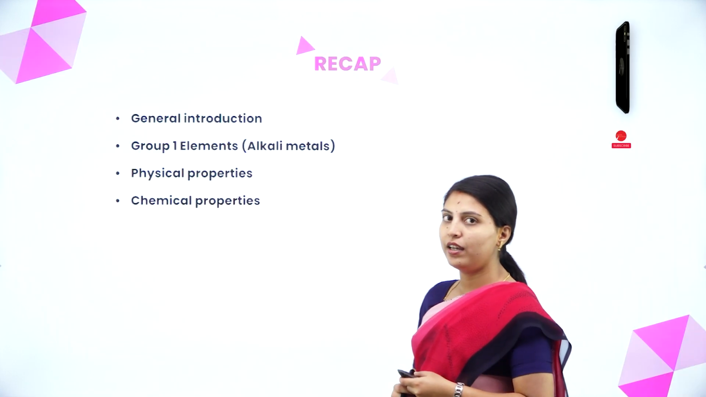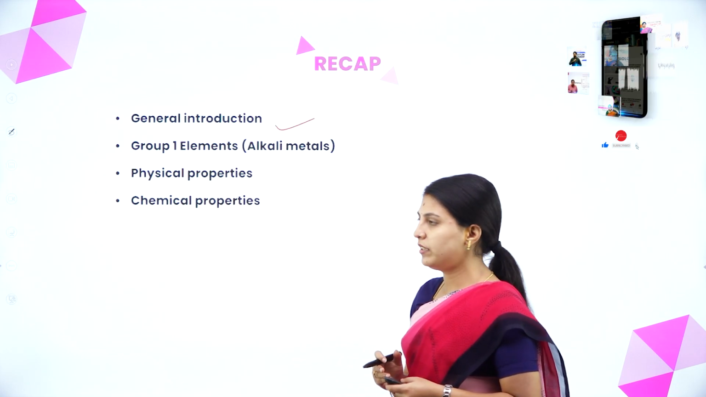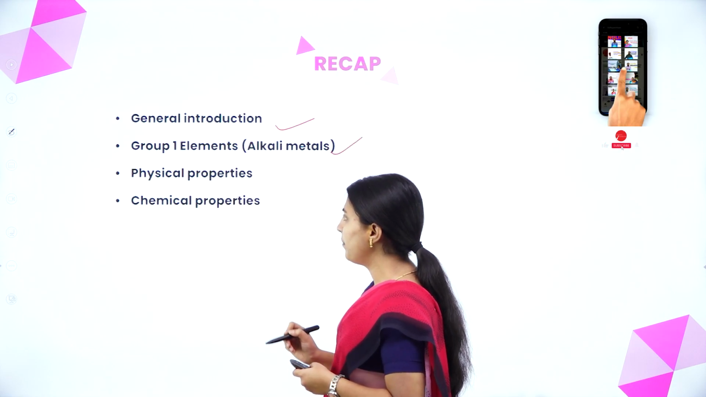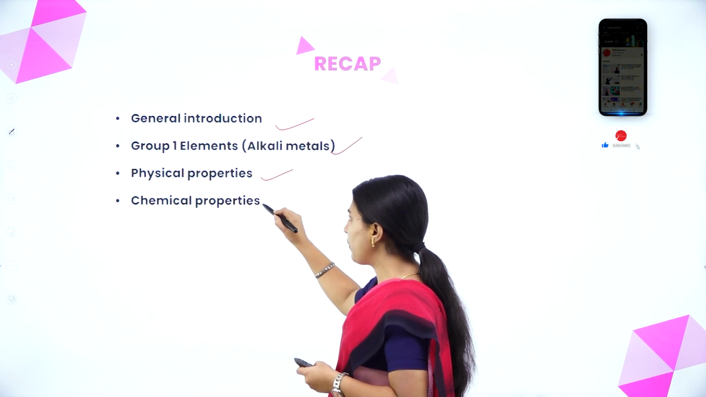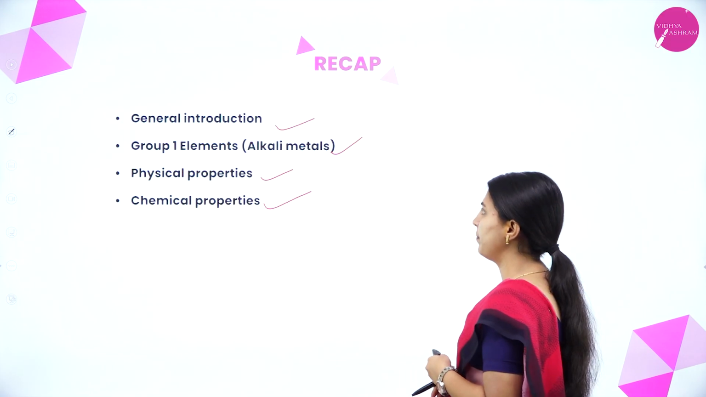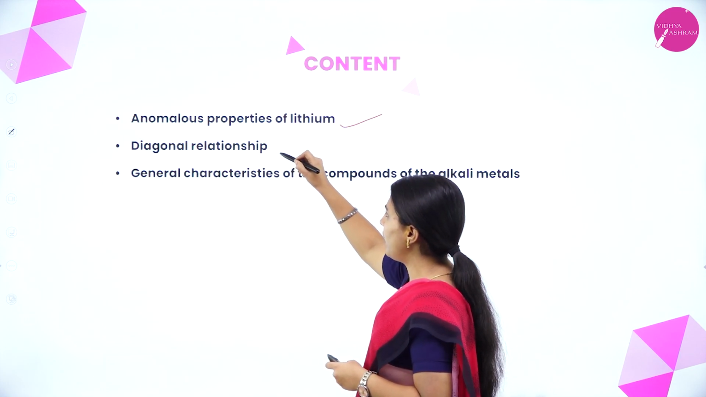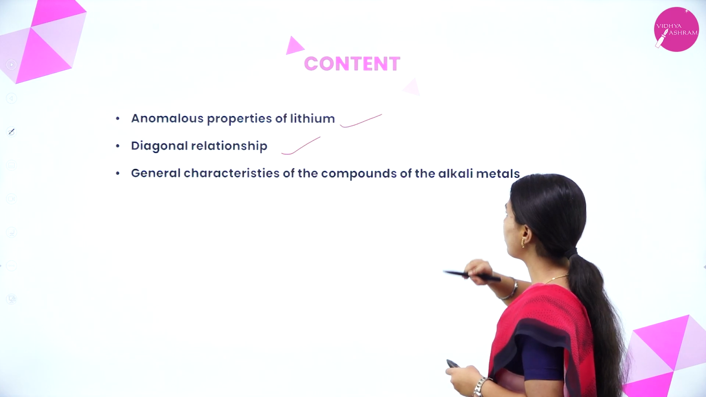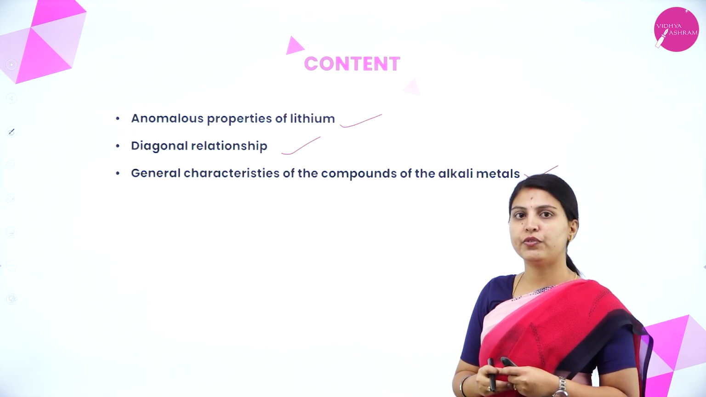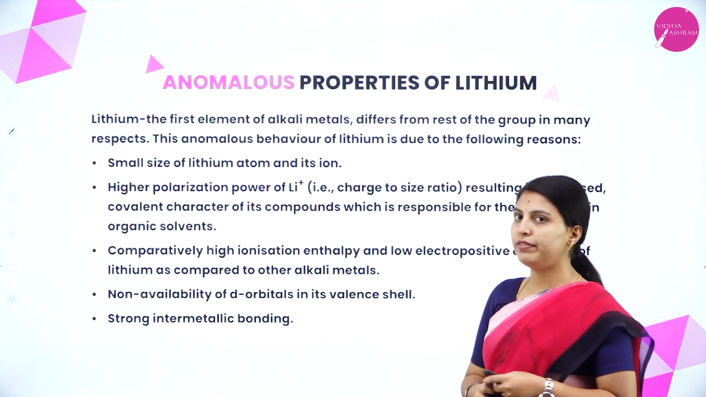In the last session, we have discussed the general introduction of s block elements. In that, group 1 elements, which are also called alkali metals, and their physical properties and chemical properties we have discussed in the previous session. In today's session, anomalous properties of lithium, diagonal relationship, and general characteristics of the compounds of the alkali metals. These are the contents which we will discuss in this session. First we will see anomalous properties of lithium.